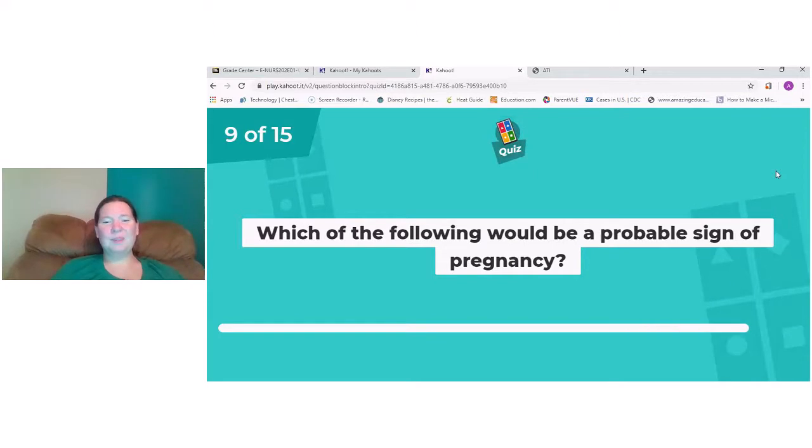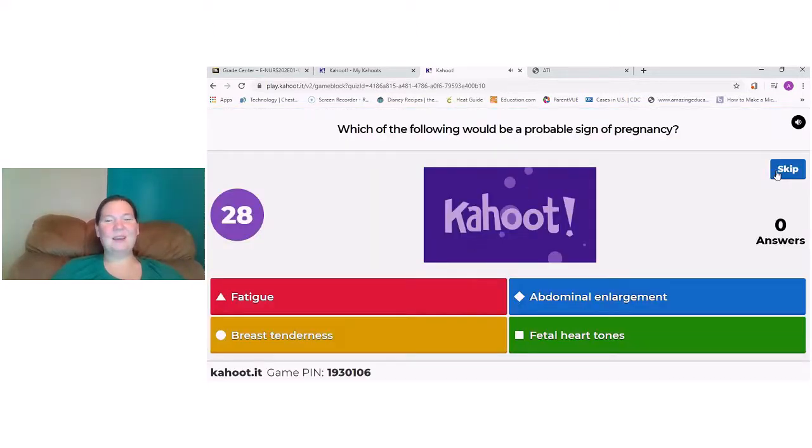Which of the following would be a probable sign of pregnancy? Fatigue, abdominal enlargement, breast tenderness, or fetal heart tones? Which one is probable?